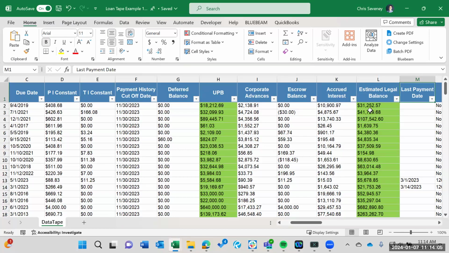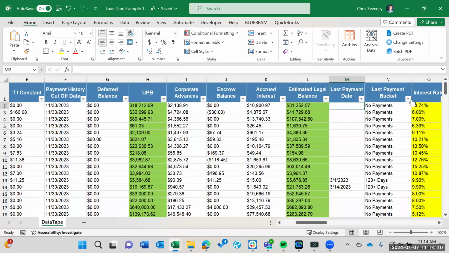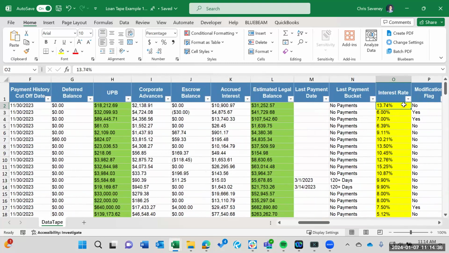Next column, last payment date. You can see some of these have payments made. If this is blank, that typically means that there have been no payments made since the loan was sent over to this servicer. As you can see, last payment bucket kind of answers that question, which has been no payments. Now, you usually will not see this last payment bucket on a tape. This one is a little unique, where they do have it on there.